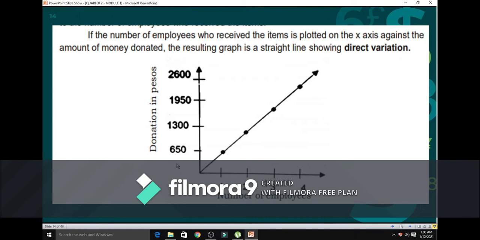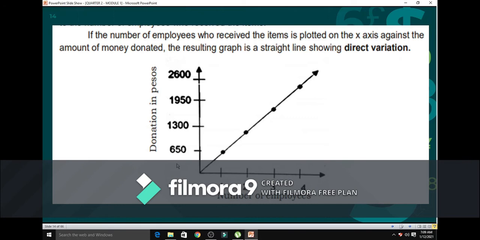So, kung makikita ninyo, nung nilagay sa Cartesian coordinate plane, yung number of employees, yun yung ating x-axis, yung donation in pesos, yun yung ating y-axis. Kapag isa lang ang marireceive, ang kailangan na pera ng team ay 650 pesos. Pero pag dalawa na, syempre, dalawang 650, so dapat magbigay sila ng 1,300. Kapag naman tatlo, dapat makapagbigay sila ng 1,950 at kapag apat, 2,600. So, habang dumadami yung bilang ng employees, ano nangyayari din sa donation in pesos? Tumataas. So, yan ay halimbawa ng direct variation.